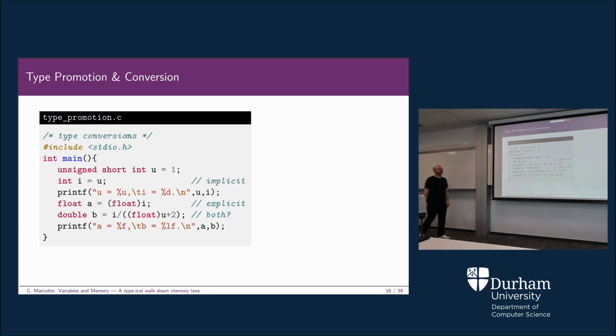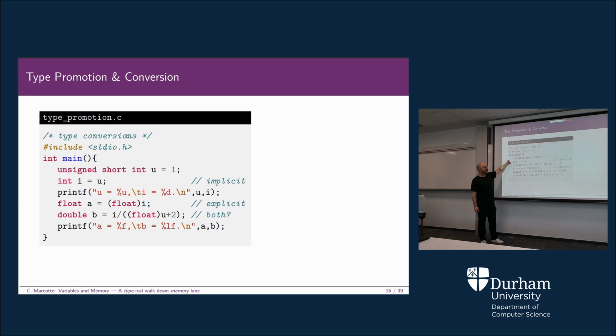So let's look at an example of type promotion in C. We have an unsigned short int u set equal to 1. This is, of course, an integer type, but it's a short integer, and it's unsigned, so there's no sign bit. Its range is from 0 to a large value. Well, not particularly large because it's short. And then we have int i set equal to the value of u. And then we printf u and i.